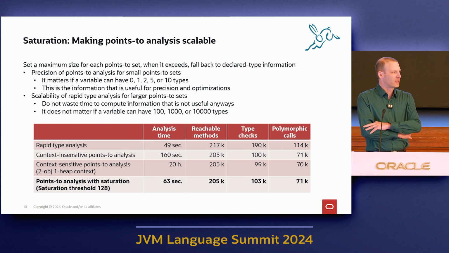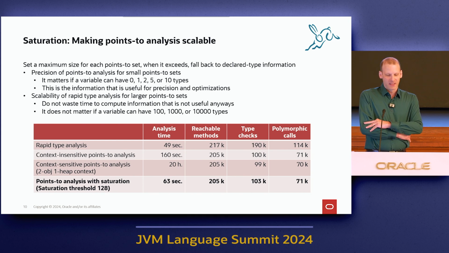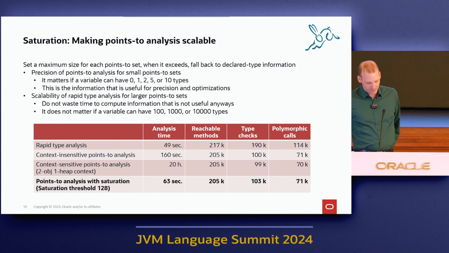And the really good news is that in this points-to analysis with saturation, you still get most of the precision of the standard context insensitive analysis. So the number of reachable methods, type checks, and polymorphic calls does not change much compared to the baseline. But the analysis time is now very close to the rapid type analysis. So the takeaway is that you can actually do a sound analysis for Java that scales linearly and still gives you reasonably good precision.